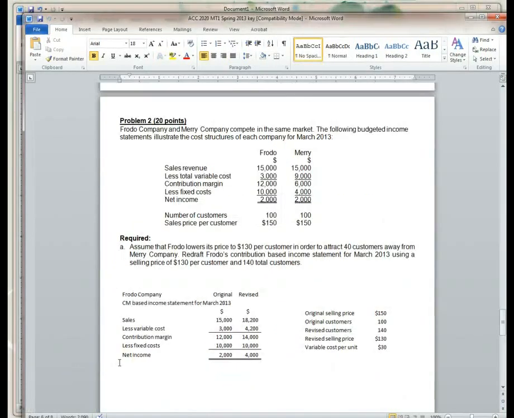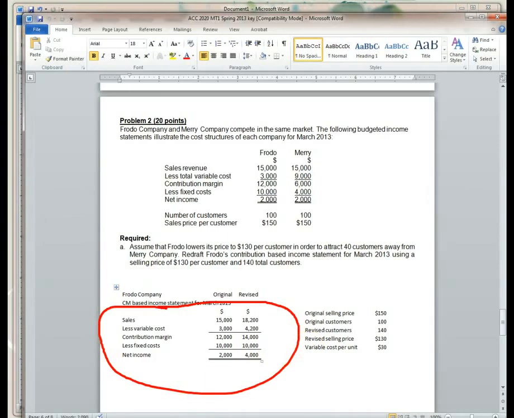One last thing before you go. I just found the actual answers, and it looks like we're pretty darn close, if not right on. Actually, we're dead on. So here's the typical answer key, just to show you how to do some of these. Here is what we're looking for, part A, right? Frodo lowered his price. Look at this. We got the 1820, the 4000, the 1400 contribution margin. So that's what that looks like very neatly.